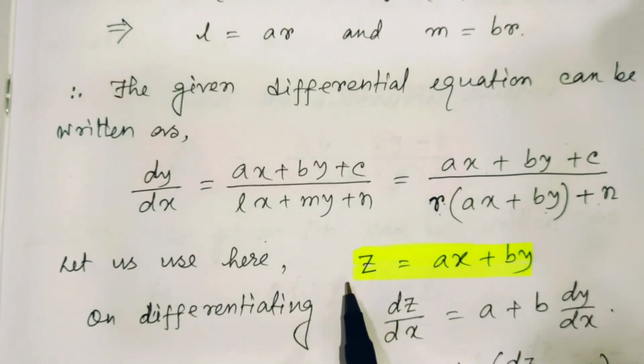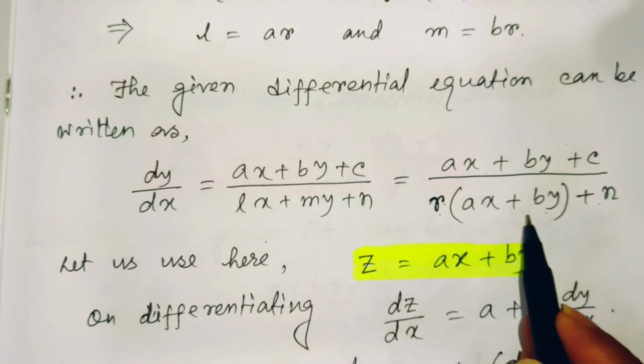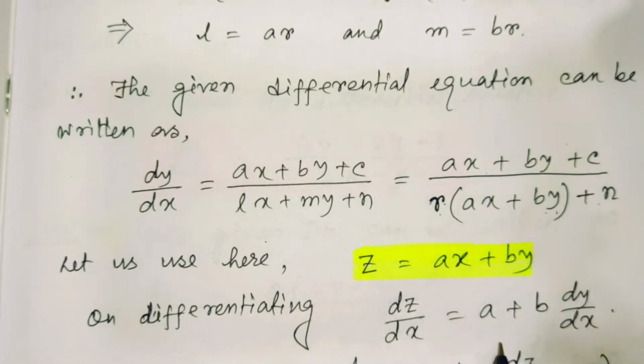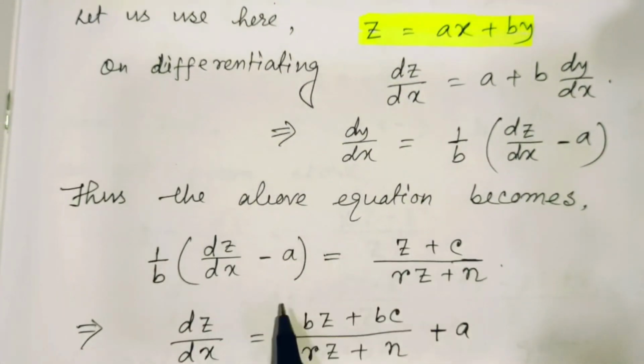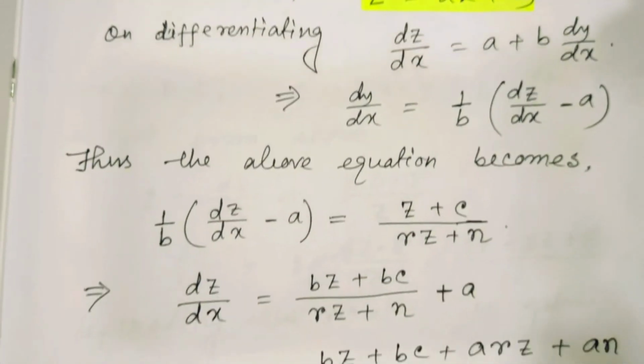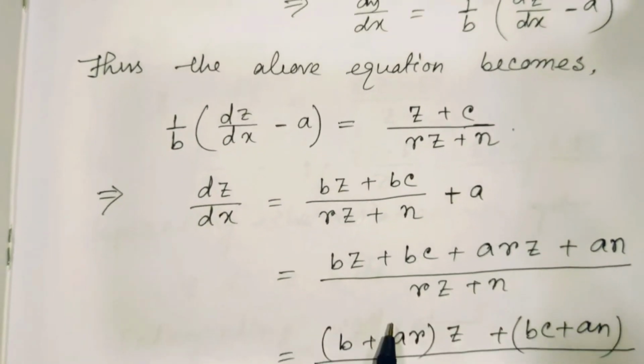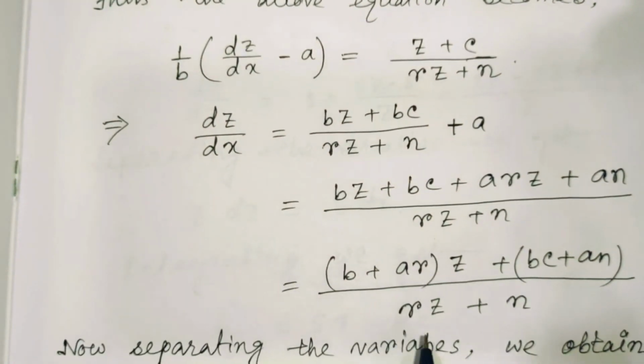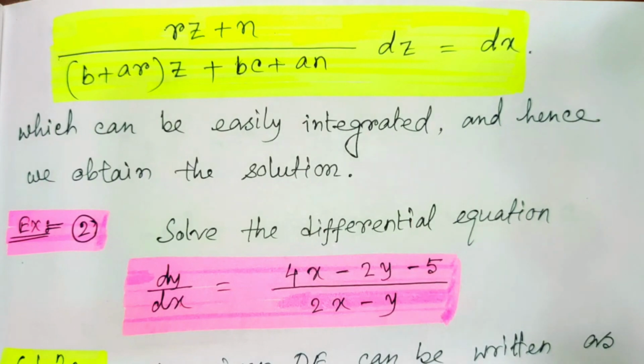Now here we should substitute Z is equal to AX plus BY and take the derivative, and these two values we should substitute in the given equation to get the differential equation in this format. After substituting and simplifying we can now separate the variables very easily, and after separating the variables we find this, which can be easily integrated, and hence we obtain the solution. So how to find the solution? With an example let us do it.